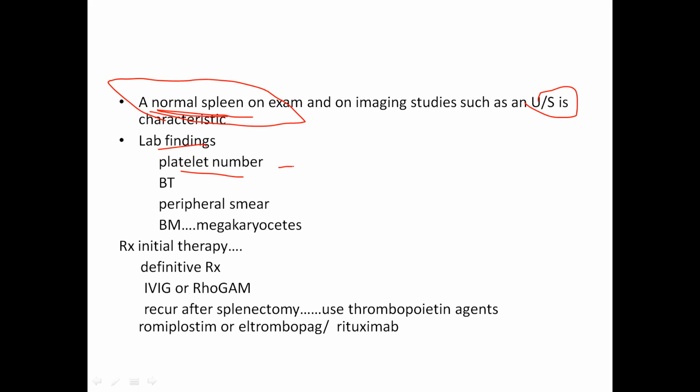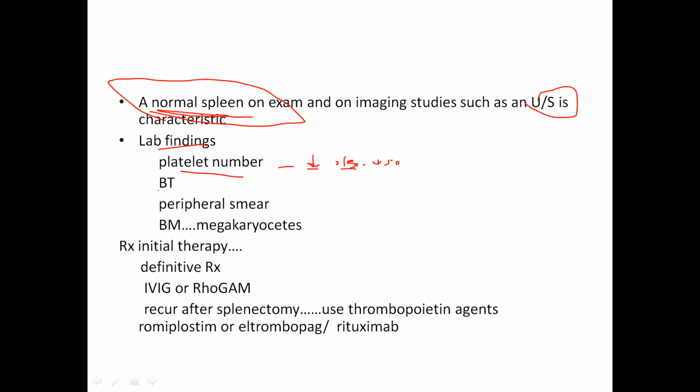The other lab findings: platelet number. Platelet number will be low in ITP, or idiopathic thrombocytopenic purpura. The platelet number definitely will be low, and normal platelets range from 150 to 450,000, so it will be below 150. So platelet number is low in ITP.